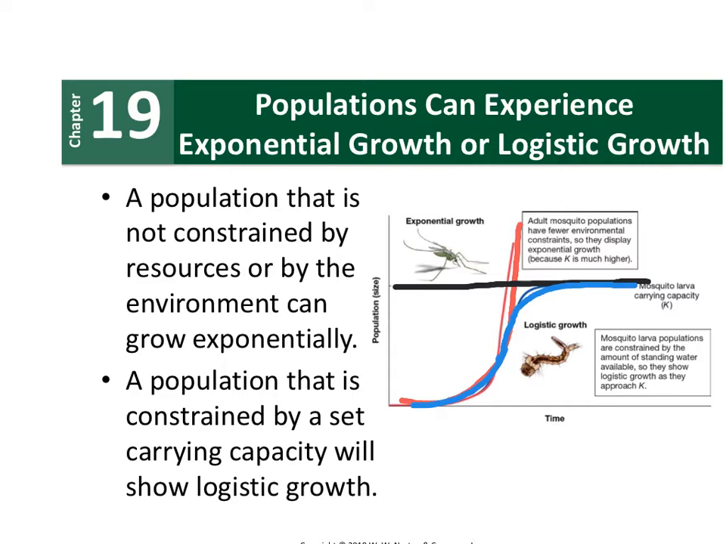Mosquito larva populations are constrained by the amount of standing water available, so they show logistic growth as they approach K. Adult mosquito populations have fewer environmental constraints, so they display exponential growth, but of course the females need to feed on human blood, so there is a limit. Now, a population that is constrained by a set carrying capacity will show logistic growth.